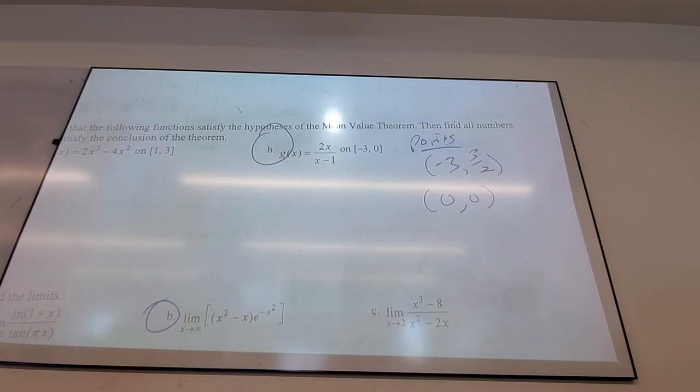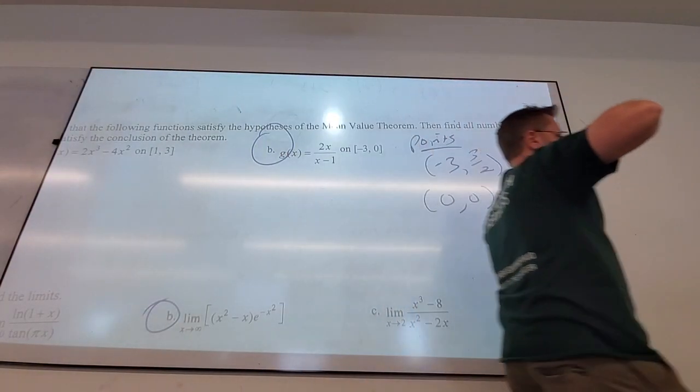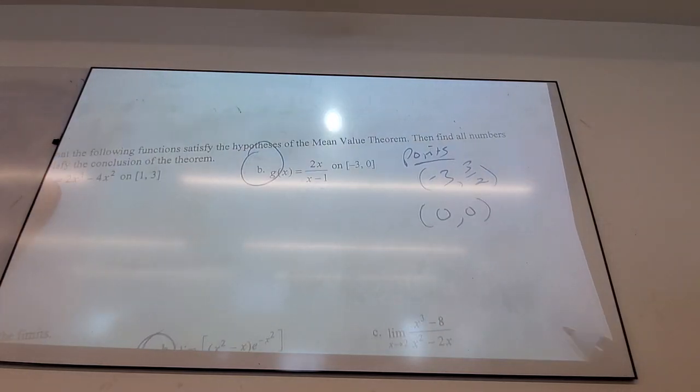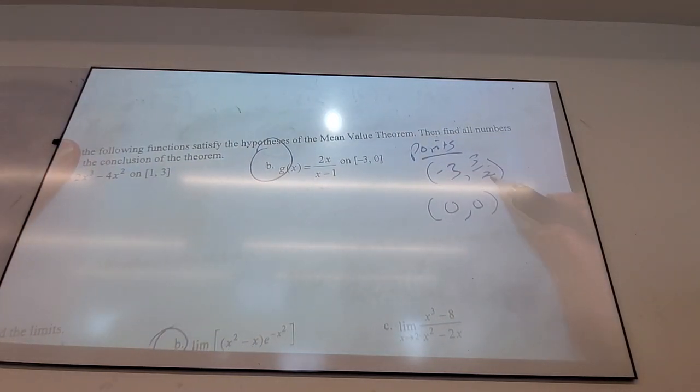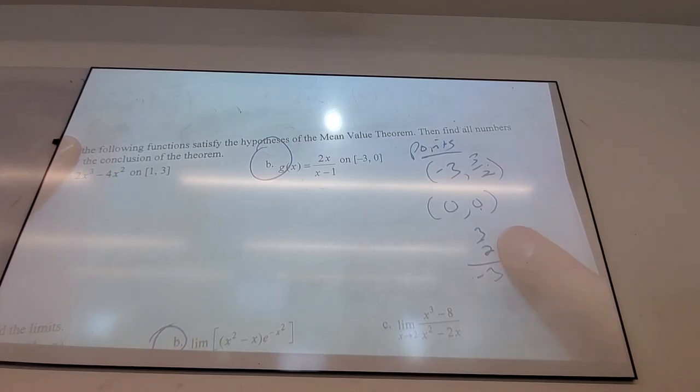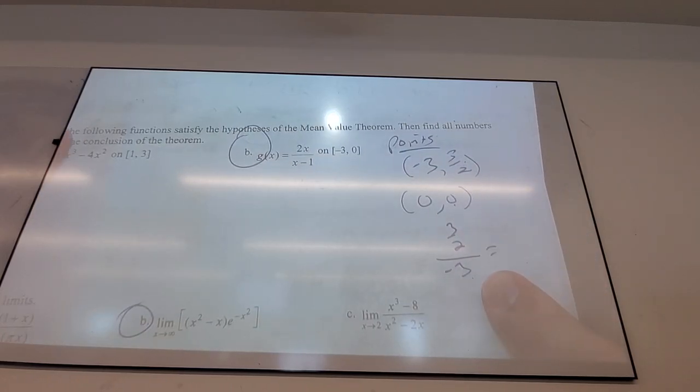So 3/2 divided by, let's see if you guys are with me. This is going to be 3/2 minus 0, right? y2 minus y1 over x2 minus x1. What is 3/2 divided by 3? 3/2 divided by 3 is 1/2, and there's a negative.